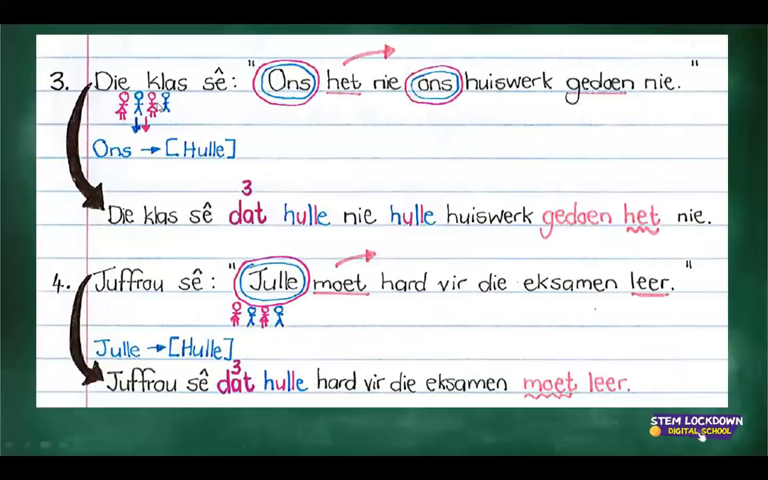Now I've done the class. So the class is referring to more than one. There's lots of boys and girls sitting in the class. So whatever is on, it's referring to that. The class say, ons het nie ons huiswerk gedoen nie. Okay. So I look for my pronoun, and I look for my verb. Now I rewrite it. This stays the same. The class say dat, remember dat is the group 3 conjunction, hulle nie hulle huiswerk gedoen het nie. If you've got a het, remember the het and the voor moves right to the end.